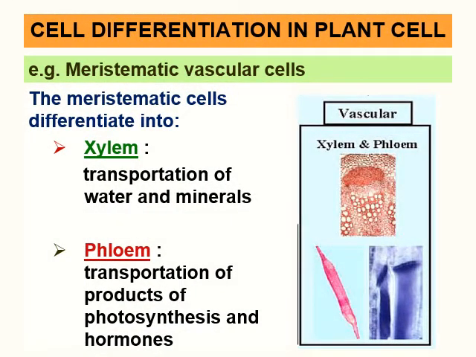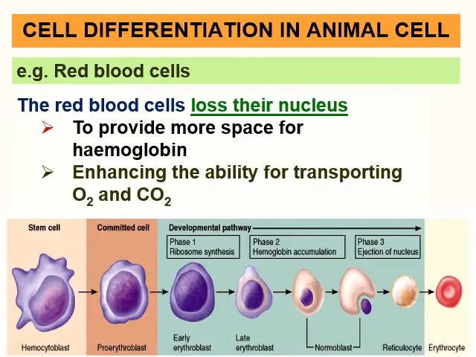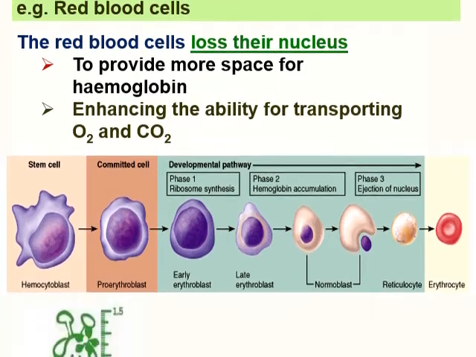Example of cell differentiation in a plant cell, where meristematic cells differentiate into xylem for transportation of water and minerals, and into phloem for transportation of products of photosynthesis and also hormones. While for cell differentiation in an animal cell, red blood cells lose their nucleus to provide more space for hemoglobin, thus enhancing the ability for transporting oxygen and carbon dioxide.